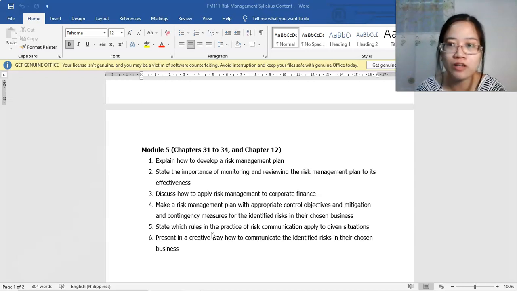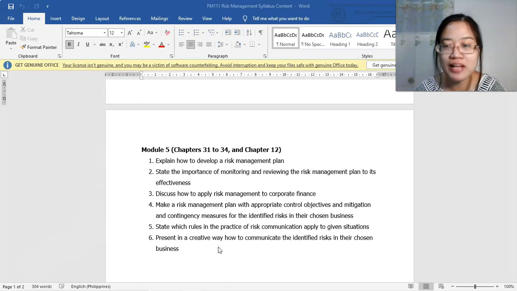And then how you properly communicate it, kailangan ay, for the most part, mas maganda kung written naman talaga. Okay? Present in a creative way how to communicate the identified risk in their chosen business. Okay? So, for my students, sabi ko nga, pili sila ng company na gusto nilang gawan ng risk management plan.